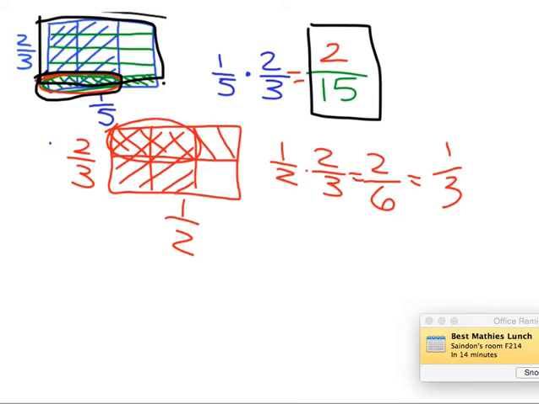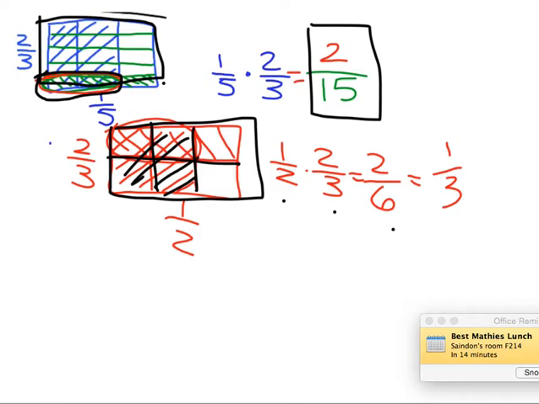Another example, 1/2 times 2/3 would equal 2/6, and here's why. In this direction, it's actually the 1/2, and then 2/3 are in this direction. So 1/2 of 2/3, the double shaded part right here, is 2/6. But you can simplify that to 1/3 because we divide by 2 and divide by 2 using the identity property.